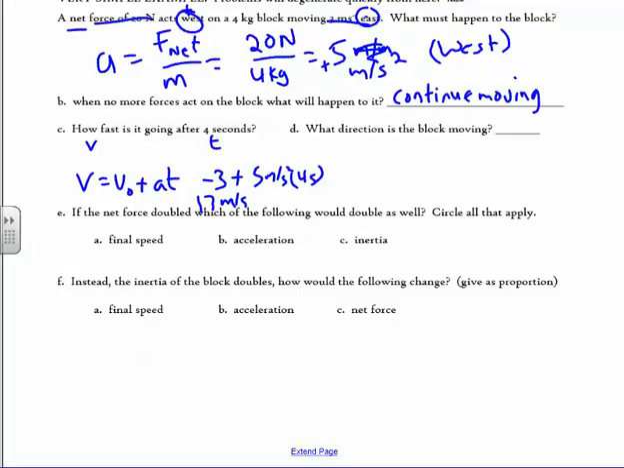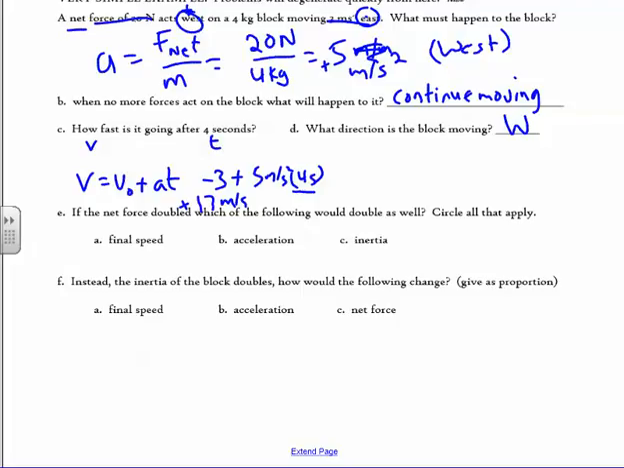It slowed down. It's slowing down the entire time it feels that net force, and we can see by the fact that it went from a negative value to a positive value. So I take that back. It slowed down, came to a stop, and then started gaining speed in the other direction. All right, what direction is the block moving? Well, we came up with a positive value, so that is westward. And that's only because this time was long enough for it to turn around and stop.